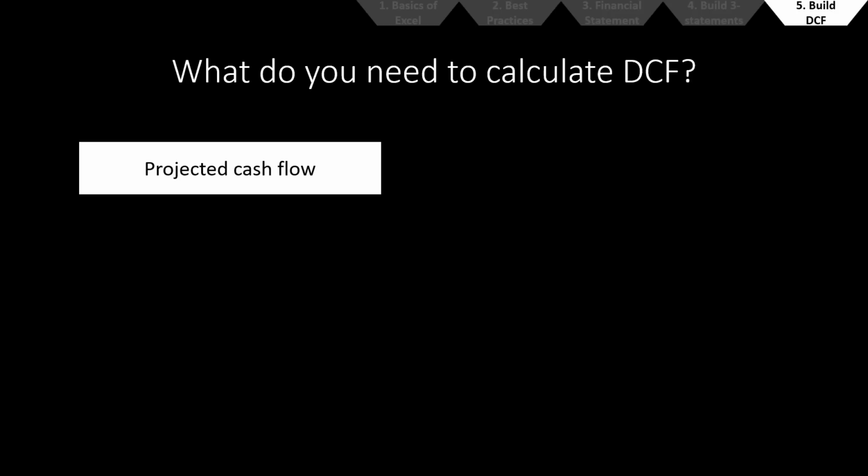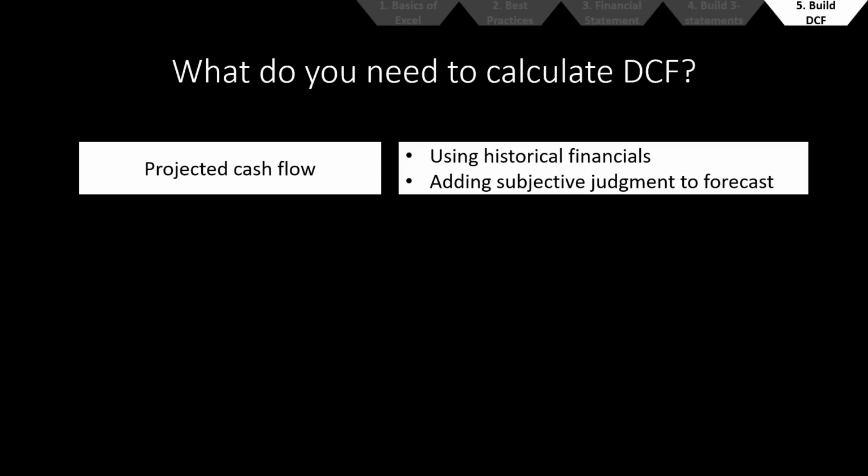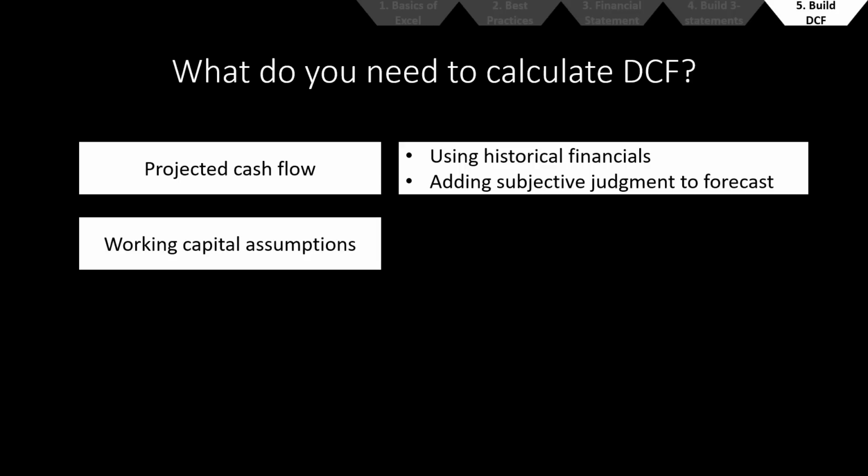What are all the things you need to calculate a DCF? You need the projected cash flow. We will go over how to obtain this, but essentially, we use a combination of historical financial statements and subjective judgment by the company's management, analysts who know the industry, and your own judgment from what you know to build out the cash flow. Two, we also need the working capital assumptions.